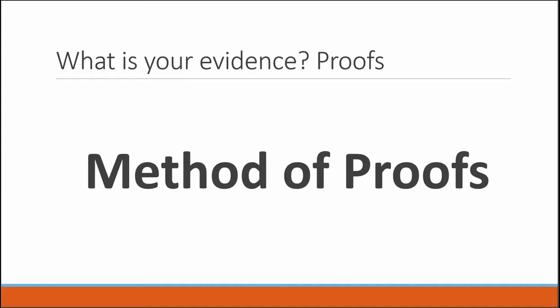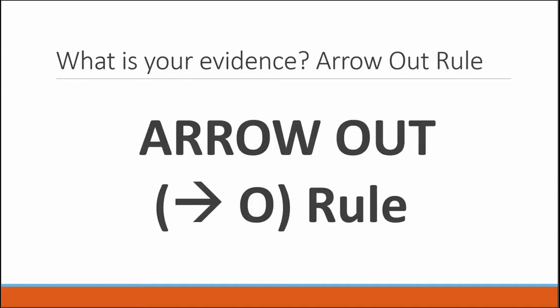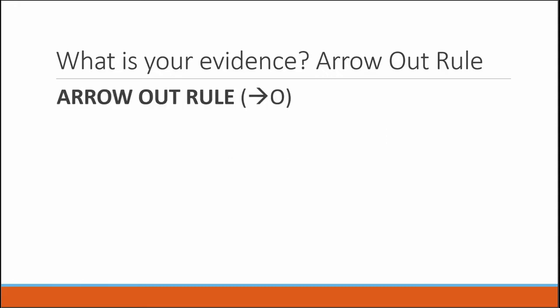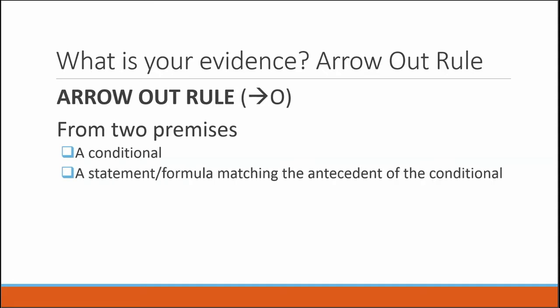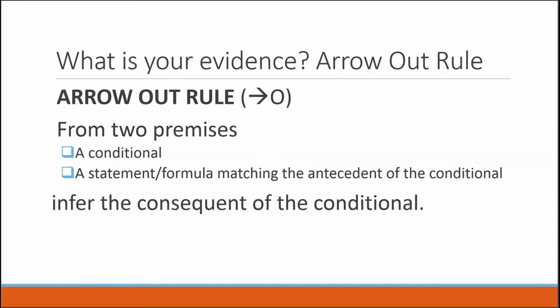So here's our first basic valid inference rule. Arrow out rule. So you can guess that this rule is associated with the if-then, with the conditional logical connector. The arrow out rule says from two premises, one of which is a conditional, and the other of which is a statement or formula that matches the antecedent of the conditional, you can infer the consequent of the conditional. So learn this rule. Don't just memorize it. Understand it. See for yourself why it must be valid.